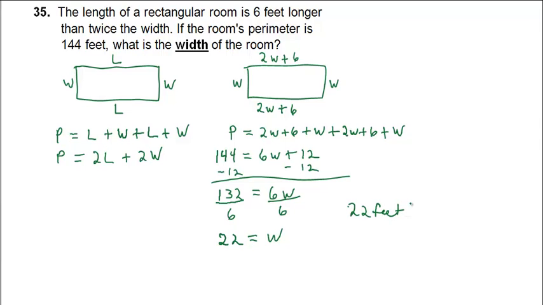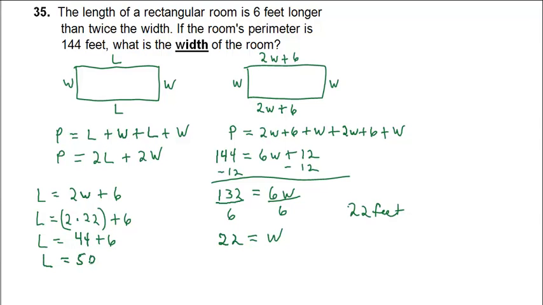If they would have asked for the length, then what we would do is substitute that 22 in for W, because we know that the length is 6 more than twice the width. So we would actually substitute the 22 in for W, so we'd have 2 times 22 plus 6, which is 44, plus 6, which would be 50. So our length would have been 50 feet.